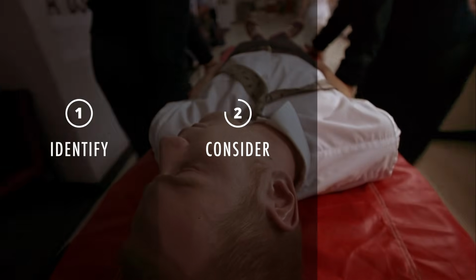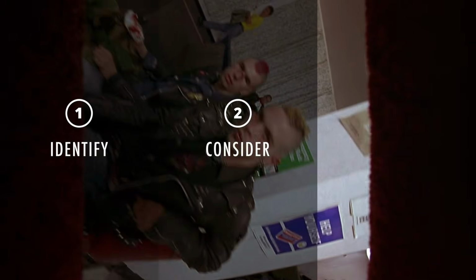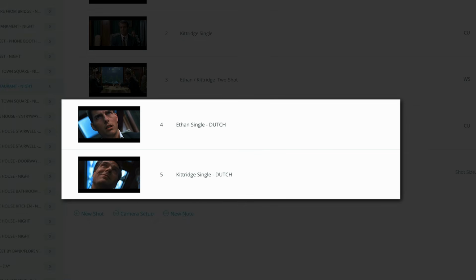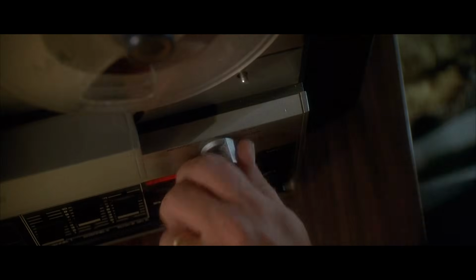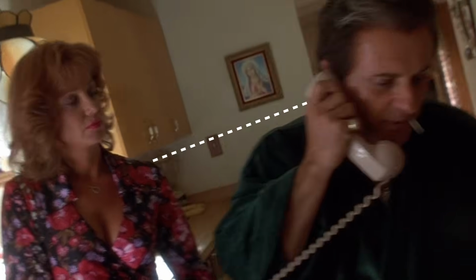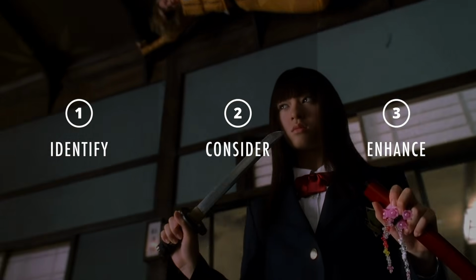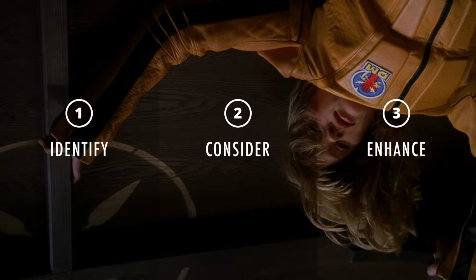Number 2, consider the moment. When you go to build your shot list, your note from the previous step will remind you that this scene could benefit from a Dutch angle. Number 3, enhance the moment. This is where we get technical and unpack creative options you'll have available to enhance your Dutch angles.